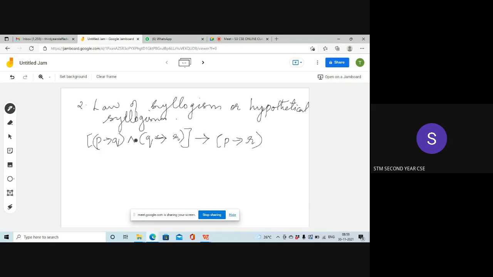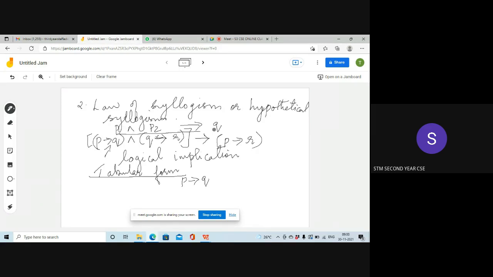That is, if P implies Q and Q implies R, then it implies P implies R. Now, this form is logical implication form. Then another form in which we can write the formula is tabular form. In tabular form, you can represent this as the first one, P implies Q. This is P1 and P2 implies Q form.